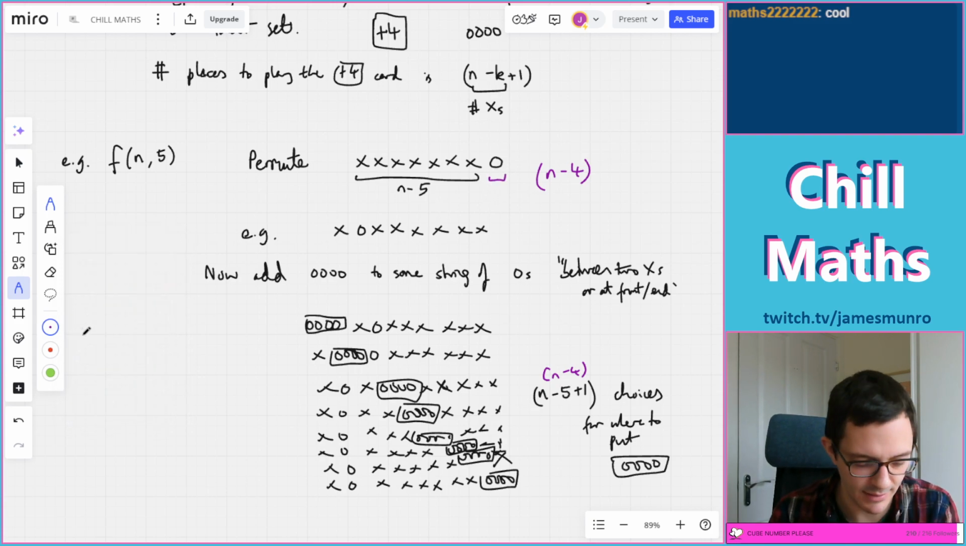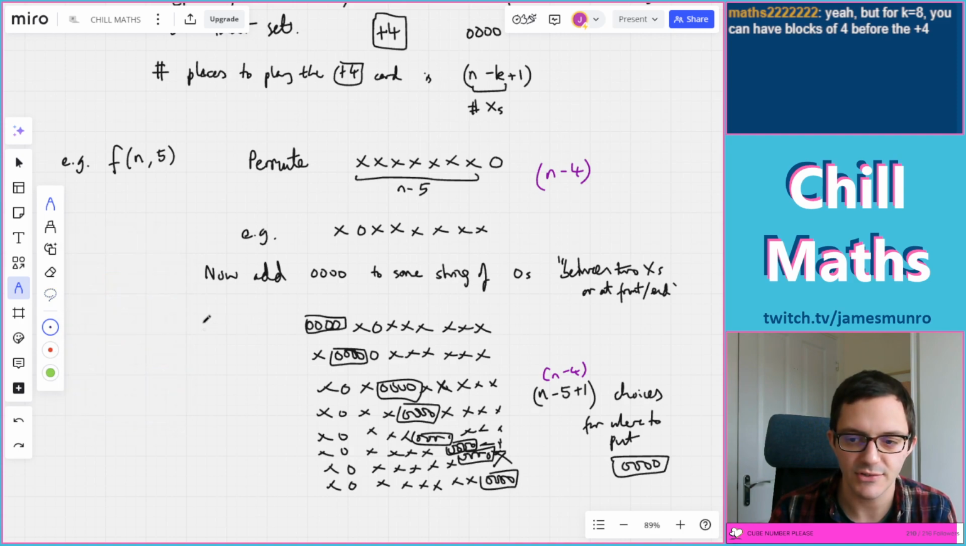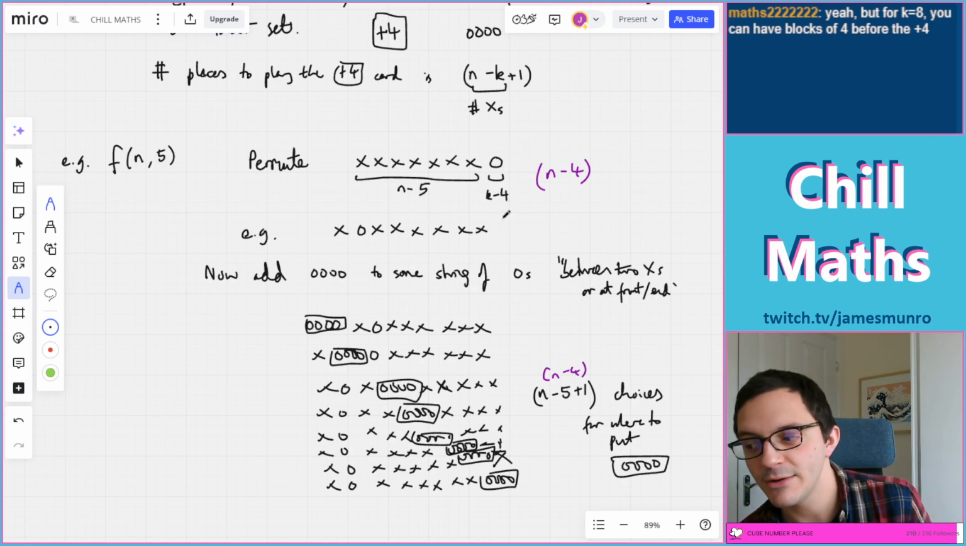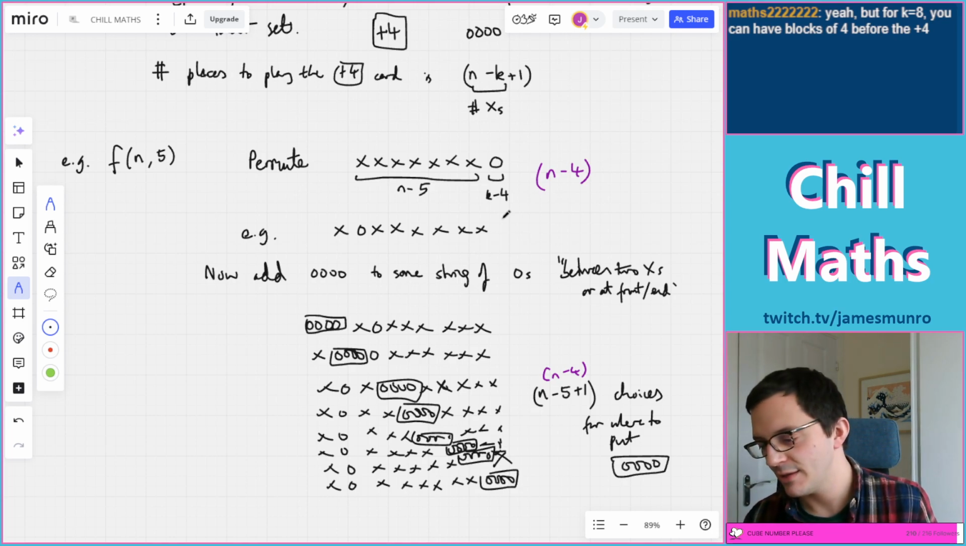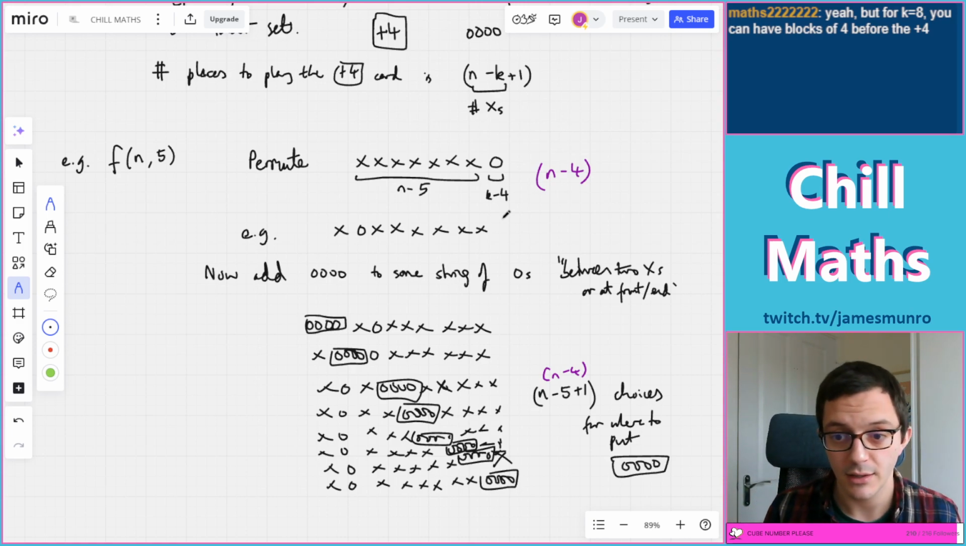I need to label this as well. It's 1 in my picture because n is 5. I'm going to label it as k minus 5. K minus 4, sorry, which is 1. So for k equals 8, you can have blocks of 4 before the plus 4 comes along. So you will double count, but you will double count in a very particular way.